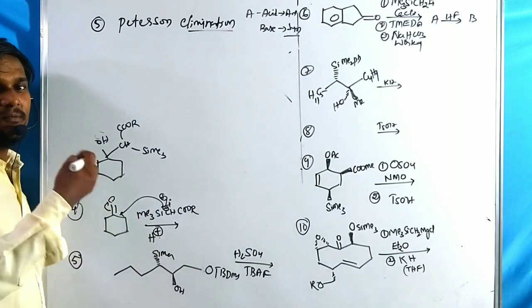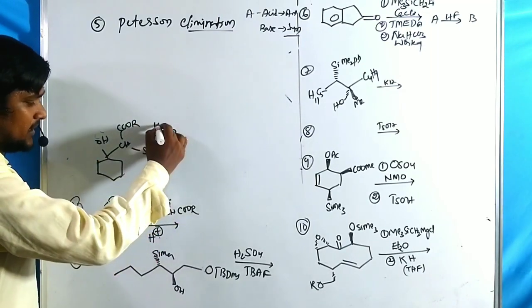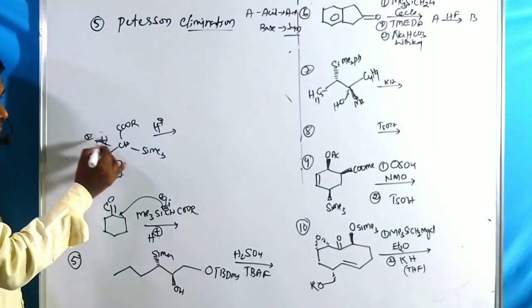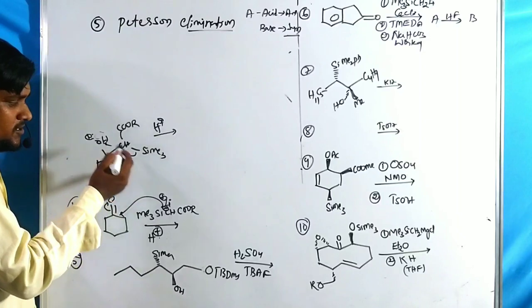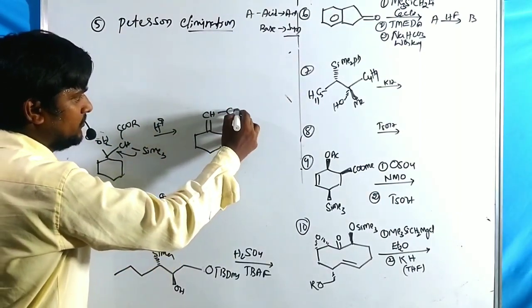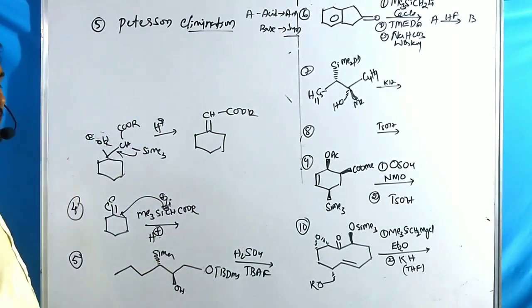Why? Because it doesn't produce any cis and trans isomers. Now in case of H plus, the OH becomes OH2 plus, and the silicon-bonded two electrons shift over there. Then it forms the C double bond CH, COOR. So this is the fourth example.